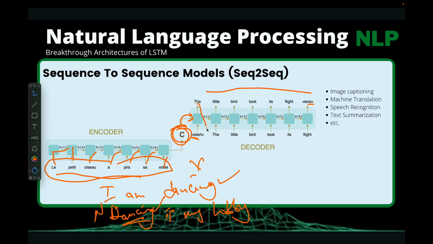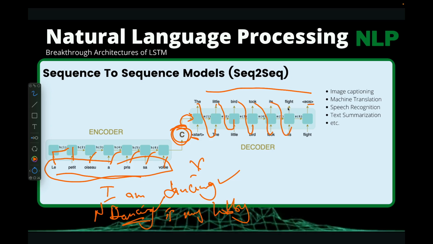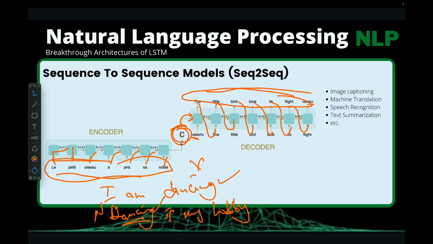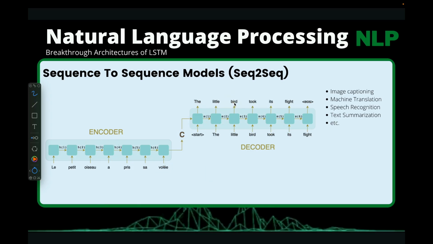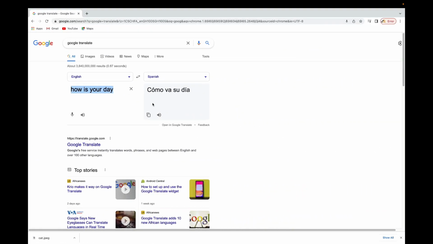So you put in little, then you have bird, you put in bird, then took, you put in took, then eight, you put in eight, then flight, you put in flight, and then you have the entire sequence of words. It's not that the input is supposed to have the same length as the output. You can have a short length over here and a long length there. You can see an example in Google Translate; the length is not supposed to be the same.